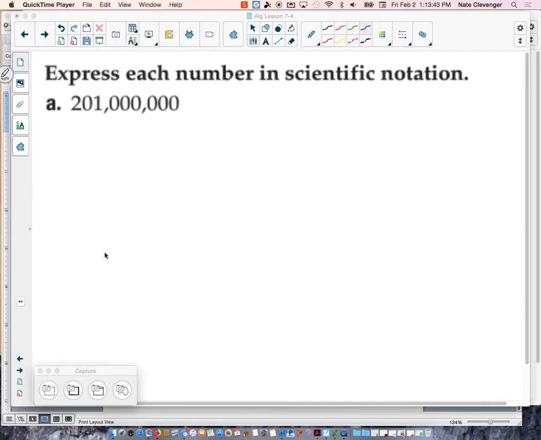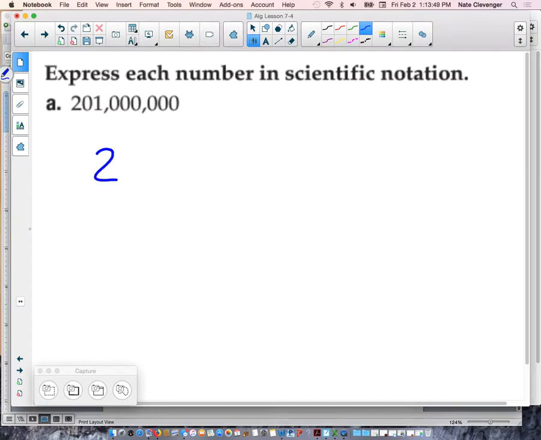John? After the 2. Okay? So if we put a decimal after the 2, then that gives us a number between 1 and 10, doesn't it? Alrighty. And then we determine the place value of our exponent on the 10 as however far we move the decimal from where it's at to there, so that's going to be 8 places.